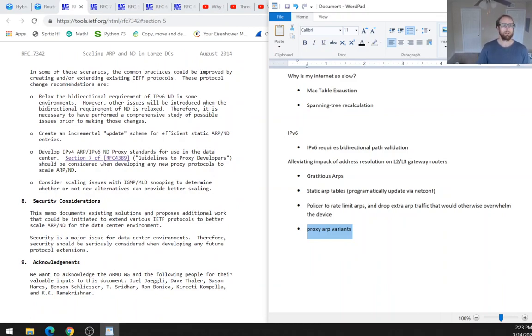In some of these scenarios, the common practices could be improved by creating or extending existing IETF protocols. These protocol change recommendations are to relax the bidirectional requirements of IPv6 neighbor discovery in some environments. However, other issues will be introduced when the bidirectional requirement of neighbor discovery is relaxed. Therefore, it is necessary to have performed a comprehensive study of possible issues prior to making those changes.